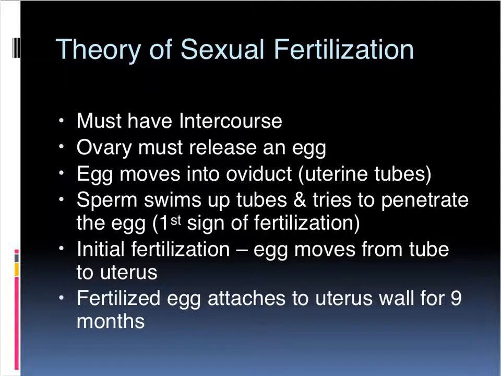Now let's go over the theory of sexual fertilization. One must have intercourse. An ovary must release an egg. The egg needs to move into the oviduct, or uterine tubes or fallopian tubes. The sperm needs to swim up the tubes and try to penetrate the egg. That's the first sign of fertilization. At the sign of initial fertilization, the egg will move from the tube to the uterus. Now, the final key is the fertilized egg must attach to the uterine wall and remain attached for 9 months.